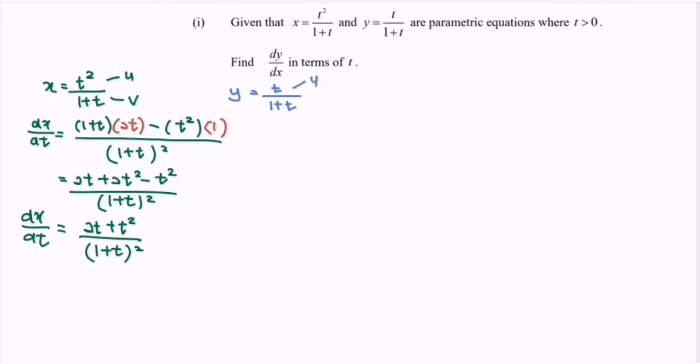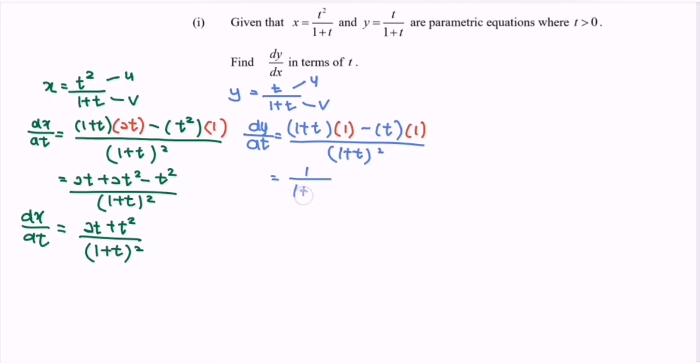So here we have u, here we have v. Again, dy/dt equals (1 plus t), differentiate the u where we have 1, minus, focus on t, differentiate the 1 plus t and we also have 1, over (1 plus t) squared. Kindly simplify the situation. So we have 1 over (1 plus t) squared. So here we have dy/dt.